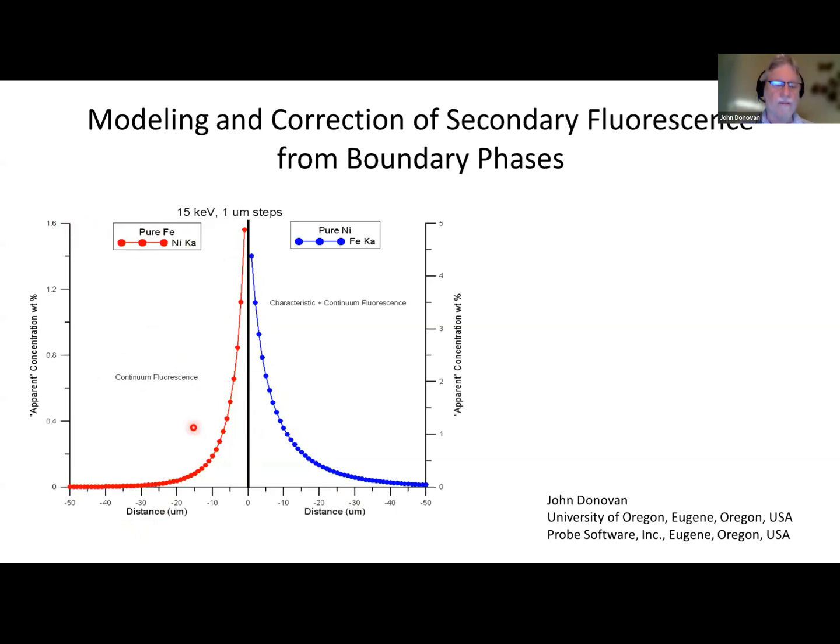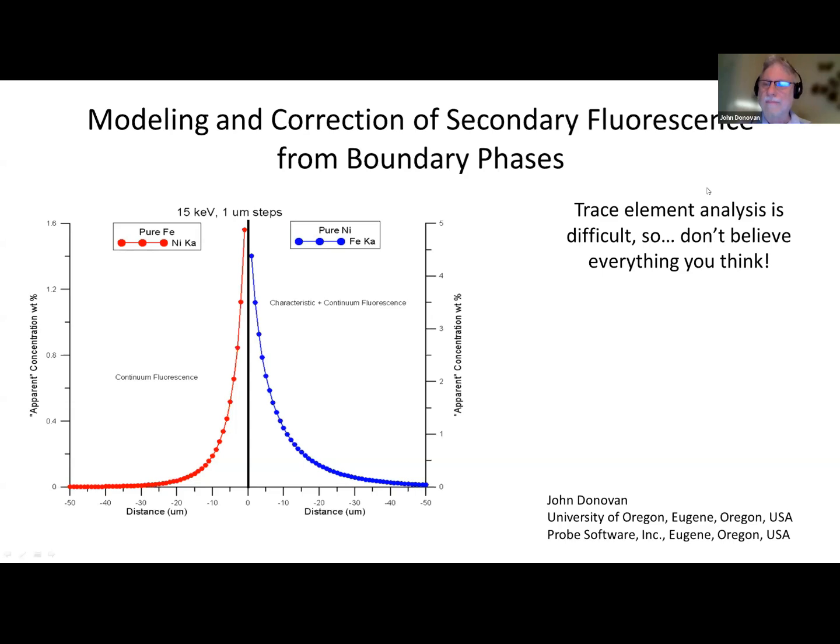This is completely an artifact. It looks like a nice diffusion profile, doesn't it? But it's not. It's completely a fluorescence artifact. On this side, where we're measuring iron K alpha in pure nickel, we're actually getting over 4 weight% of an artifact. So this is something that needs to be thought about.